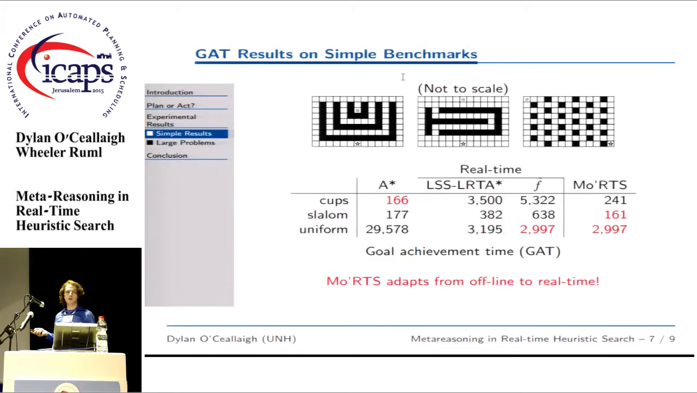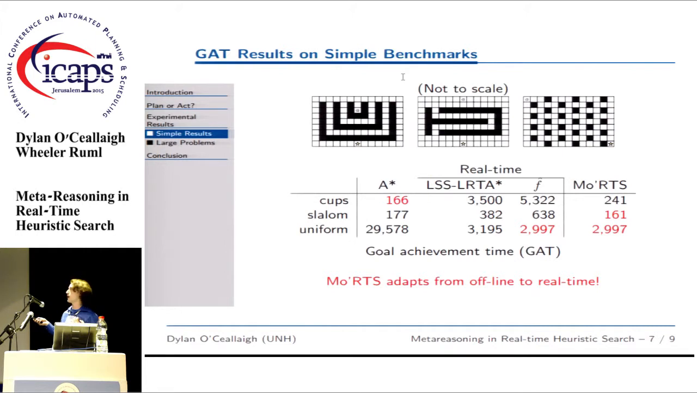Now, in order to evaluate the performance of our algorithm, we tested on a number of both small and large benchmarks. Here, I'm going to present a number of small, handcrafted, two-dimensional grid nav instances. These are simply caricatures. There are details and dimensions in the paper. The first we call cups. It's simply a series of nested U-shaped corridors.